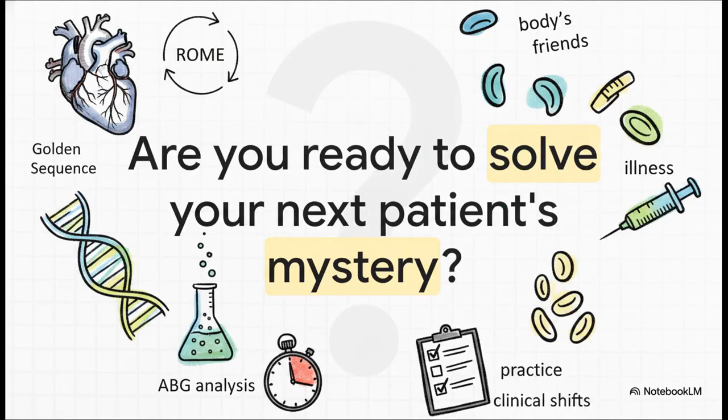So, armed with the precise rules of the Rome method, the unbreakable logic of the golden sequence, and a really solid understanding of how your body's friends compensate for illness, I have one final question for you. Are you ready to flawlessly solve the medical mystery of your next patient? Because I guarantee you, with these structured tools in your back pocket, you are now fully equipped to tackle your toughest exams or your upcoming clinical shifts with total confidence. Keep practicing this step-by-step process, and you'll be an ABG expert in no time.